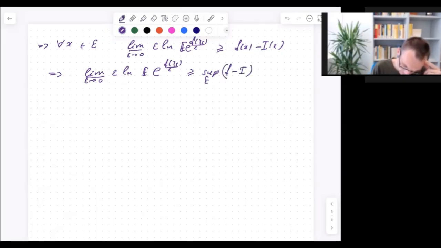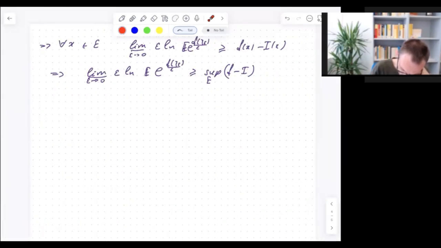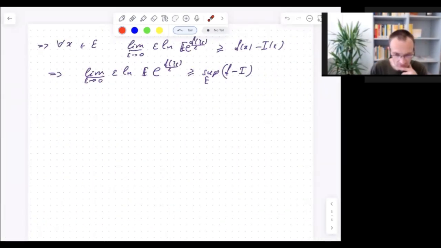Going back to the formulation of the lemma, you see that this limit has to be equal, but now we got the estimate for the lim inf by this term from below. Now our goal will be to consider the lim sup and estimate it from above. It will be the second part of the proof.